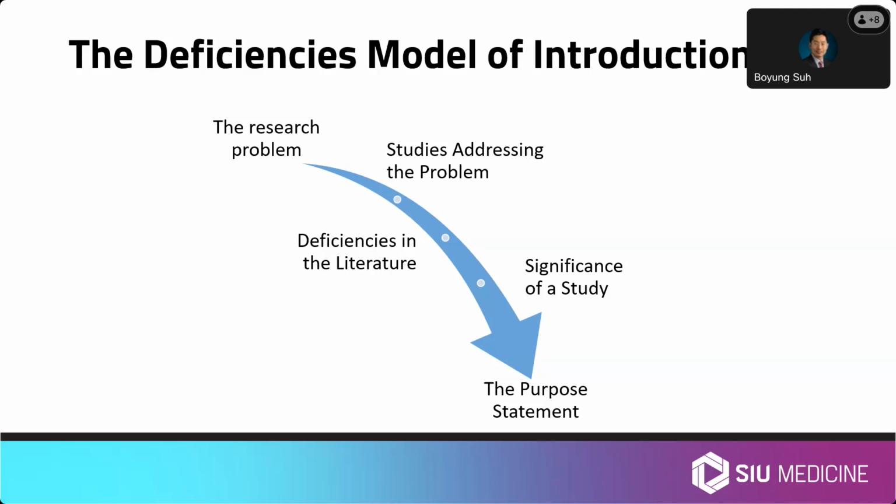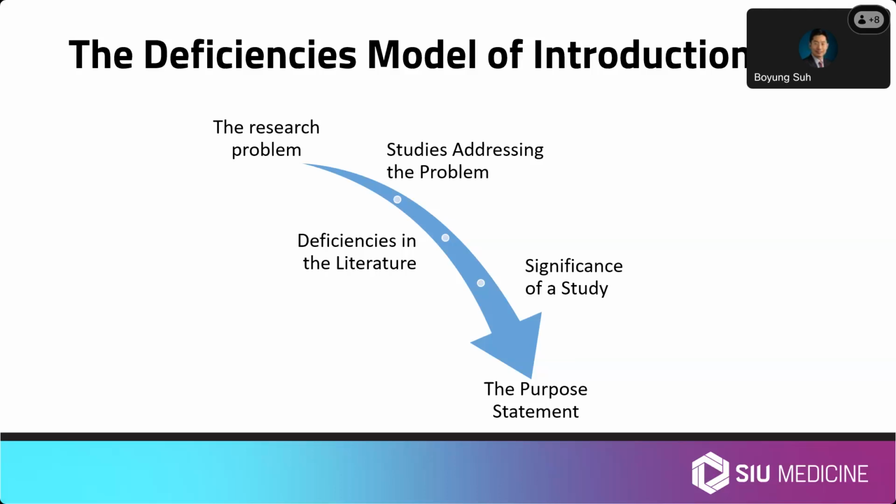And you start reviewing the literature to look for studies that have addressed the problem. But eventually you will identify deficiencies in the literature. And also you can argue the significance of the problem and the need for the research. And finally, you state the purpose statement. So it's like a funneling, starting with the big problem and then seeing how scholars have addressed the problem. So there's a gap in the literature, and you explain why conducting a research study on that topic or the gap is important. So therefore, the aim of the study is something.